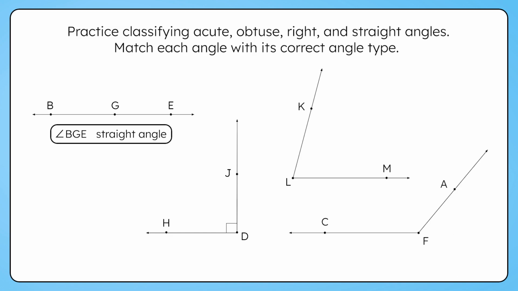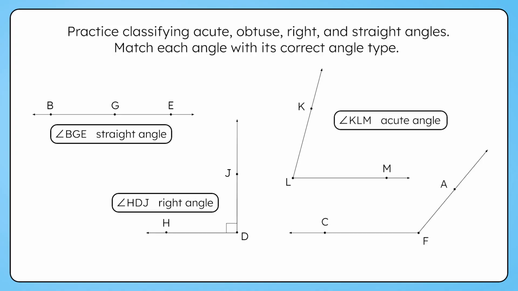Angle BGE is a straight angle. Angle HDJ makes a square corner, so it's a right angle. Angle KLM is an acute angle. And angle CFA is an obtuse angle. Nice job.